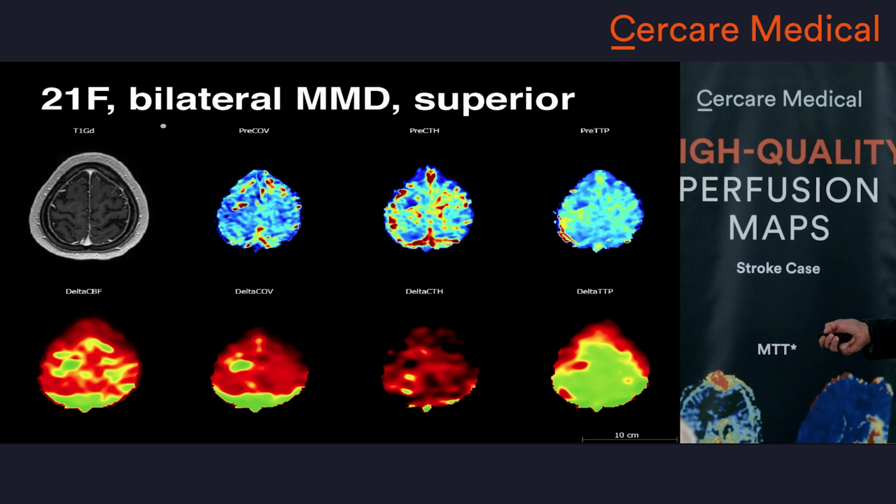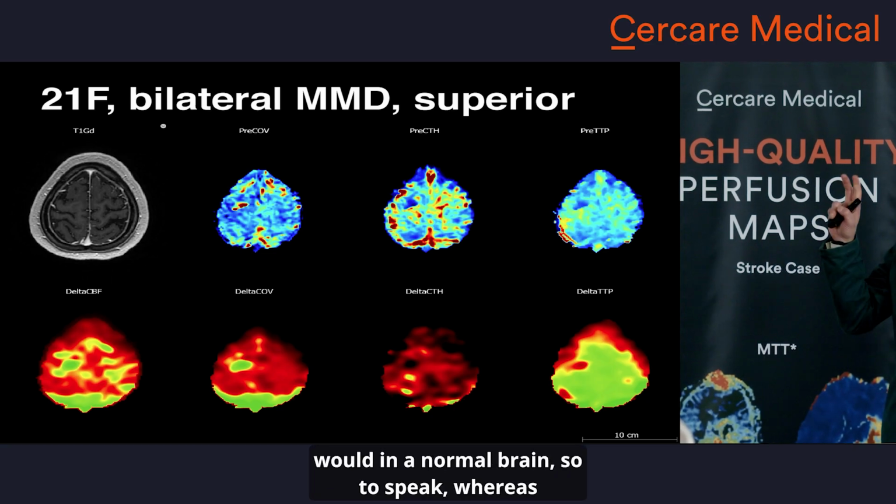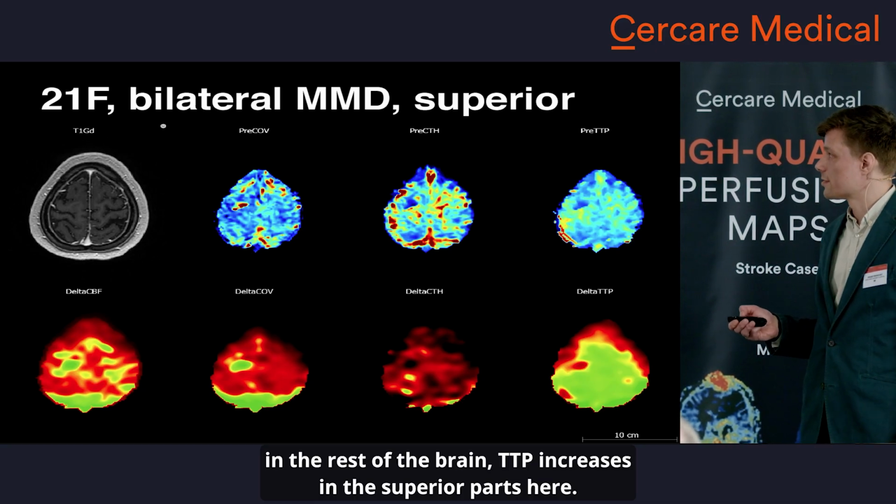Still, we do see in the cortex, superiorly TTP decreases as it would in a normal brain, so to speak, whereas in the rest of the brain, TTP increases in the superior parts here.